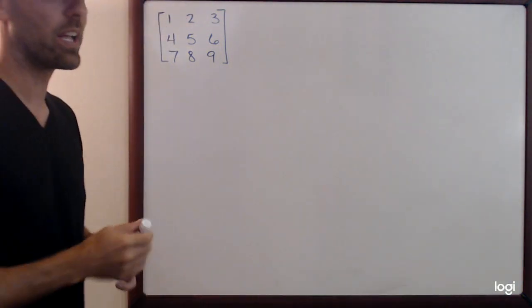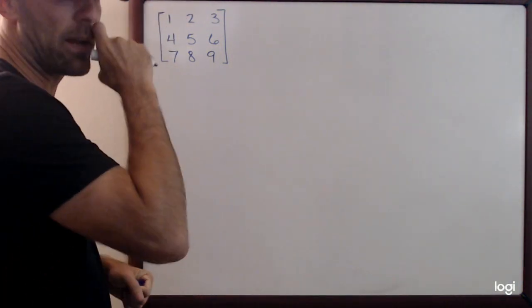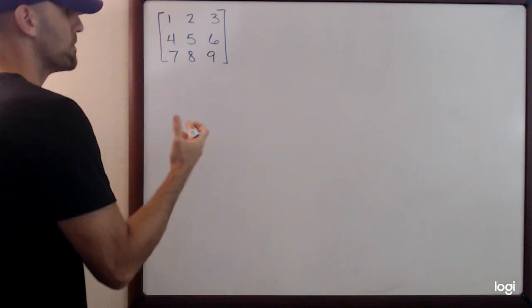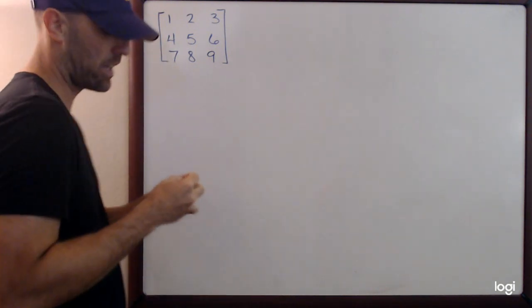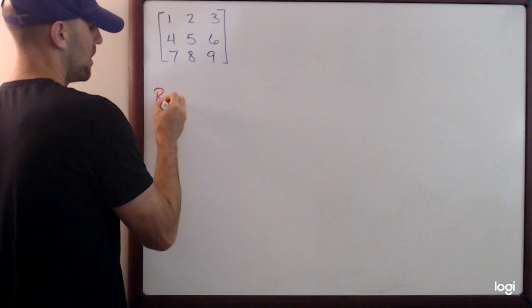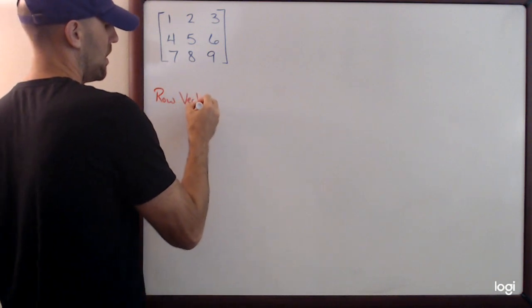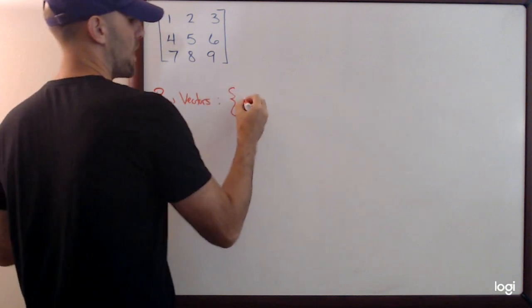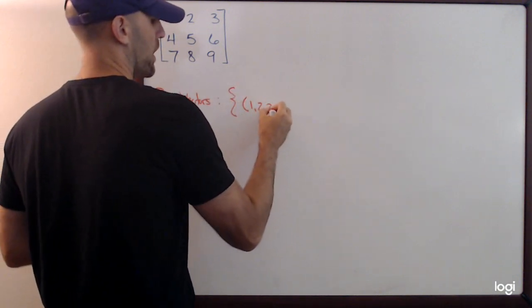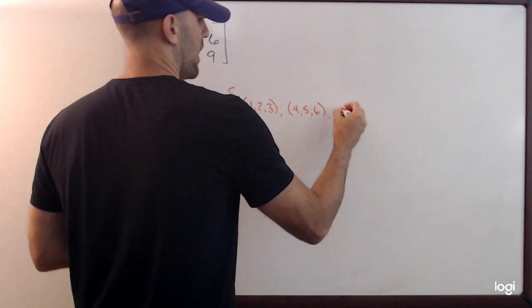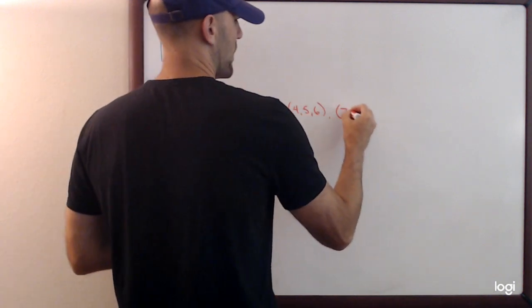But alternately, I could view this as a collection of row vectors, right? The first vector would be 1, 2, 3. Second one would be 4, 5, 6. And the last one would be 7, 8, 9.